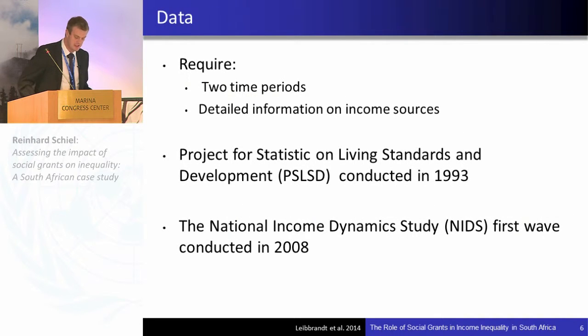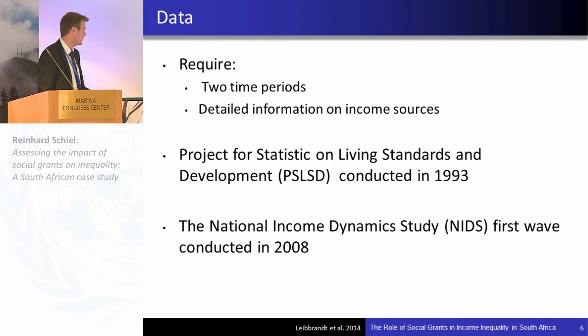So in order to sufficiently assess the impact of these grants on inequality, we have data which we require two specific areas of. Firstly, we need data of two time periods, one before the expansion of the social grant system, and secondly, one post the expansion. And what we require of these data sources is that they must have quite detailed information on the exact source of income, so that within a period we can decompose total household income into various buckets or various categories and assess how these buckets have been changing over time.